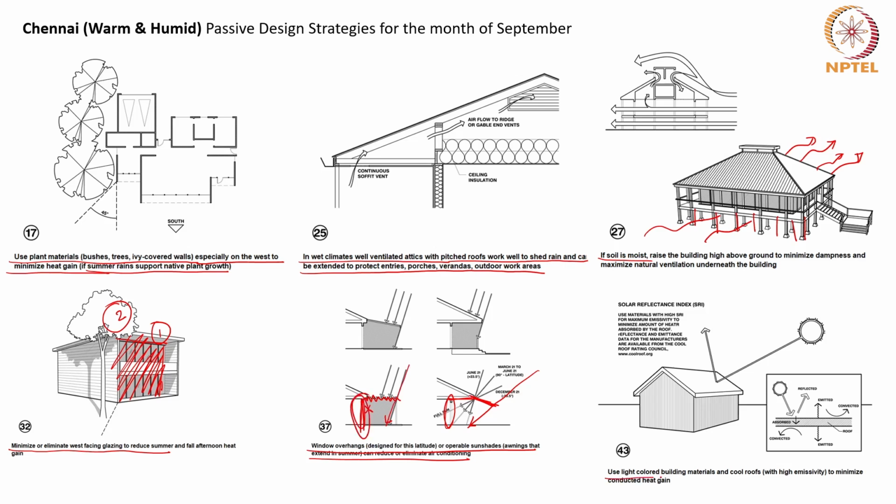We can use light building materials and cool roofs with high emissivity to minimize conducted heat gain, as cool roofs will reflect away solar radiation, allowing less heat to be absorbed by the roof.